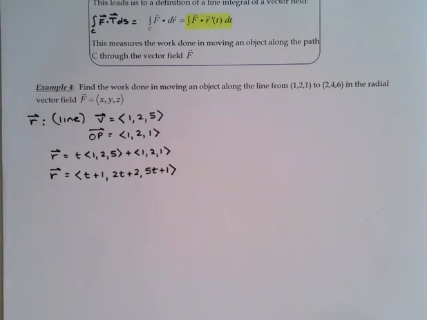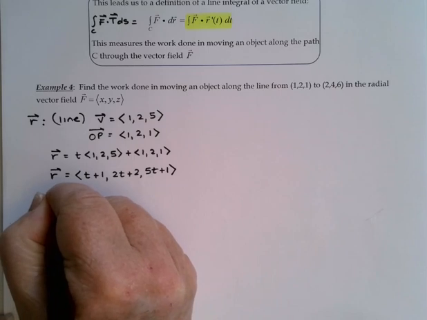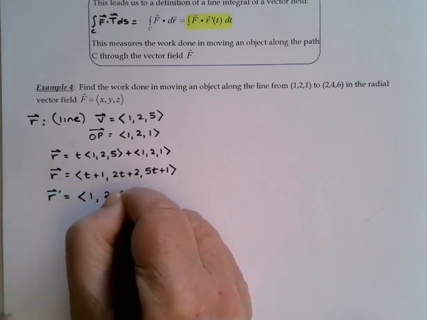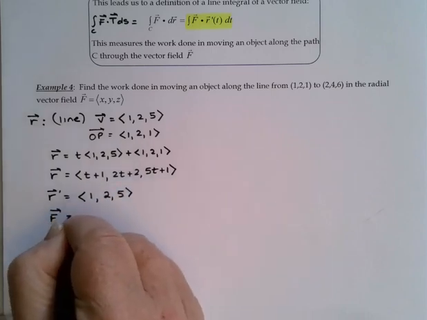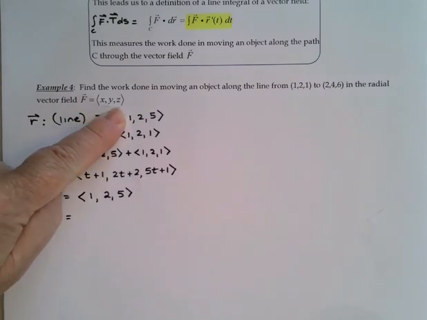All right, I need a couple of things that I can get from r. I need r prime, and I need f. So I'm just going to go ahead and make this kind of my laundry list of everything that I'm going to need for my integral. R prime, the derivative is easy enough to get. 1, 2, and 5. And then f, in this case, is just x, y, z.